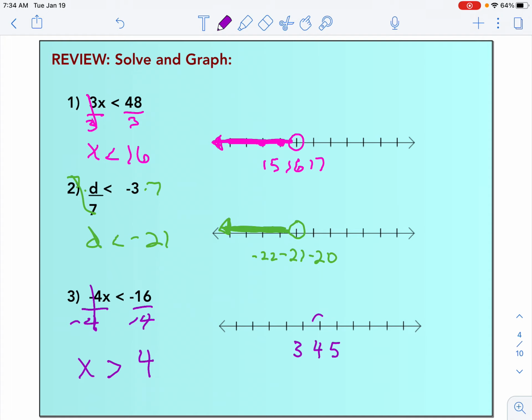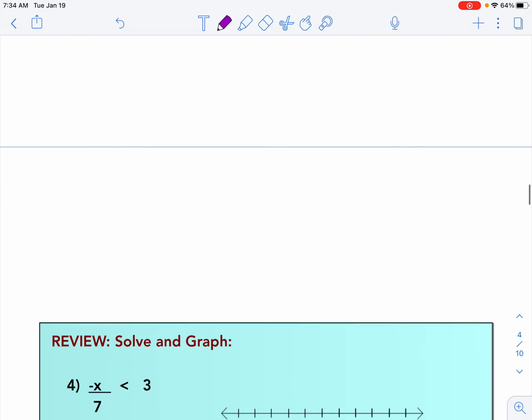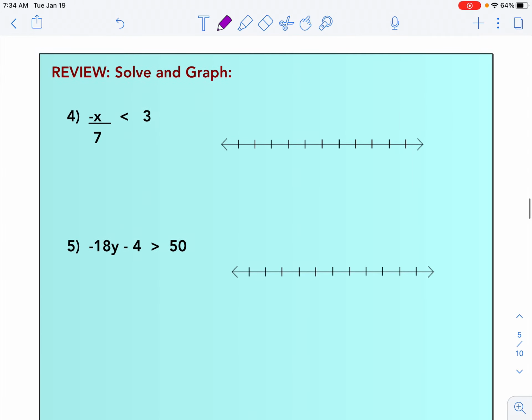So I, again, will not shade that circle in because I am only looking at the values that are greater than 4. And those will be over here because 5 and 6 and 7 and 7.2 and all those other numbers are on that number line. Okay, so let's see if you can try number 4. So pause the video. It does get a little more complicated, but pause the video and then see if you can get the correct, not only answer, but also the correct graph.